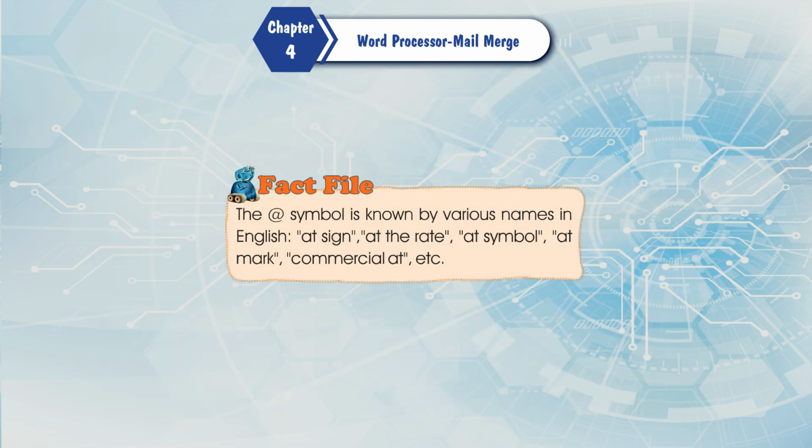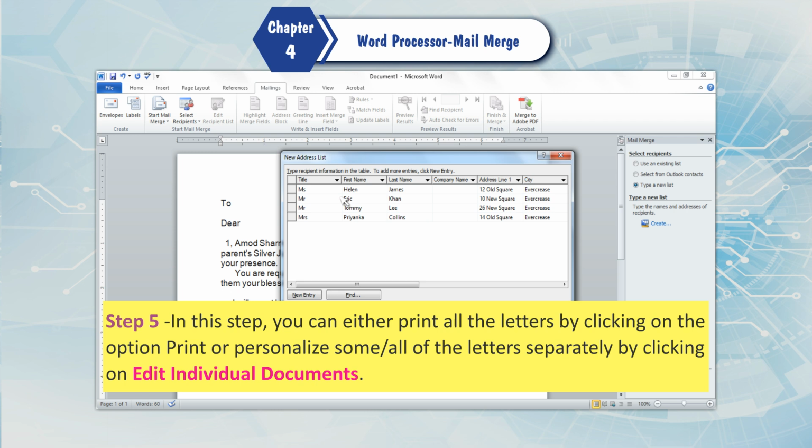Fact file. The @ symbol is known by various names in English: at sign, at symbol, at mark, commercial at, etc. In this step, you can either print all the letters by clicking on the option Print or personalize some or all of the letters separately by clicking on Edit Individual Document.